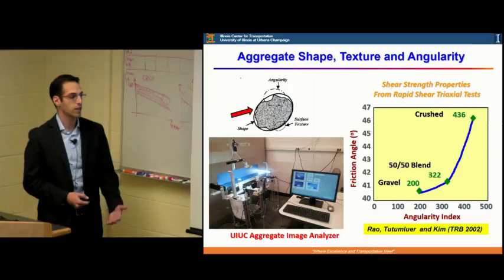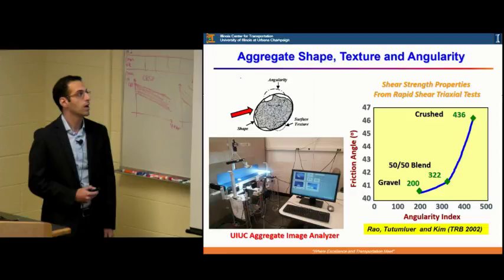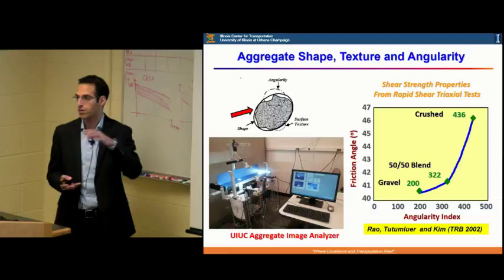flat and elongated ratio. Basically, the angularity is the sharpness of the material on the aggregates on a macro scale. The surface texture is more on the micro scale, and the flat and elongated ratio is the ratio of the largest dimension to the smallest dimension of one aggregate size.